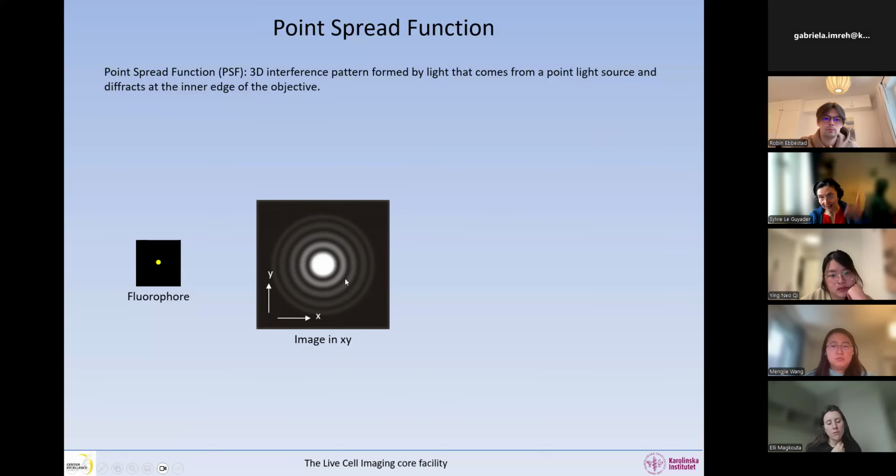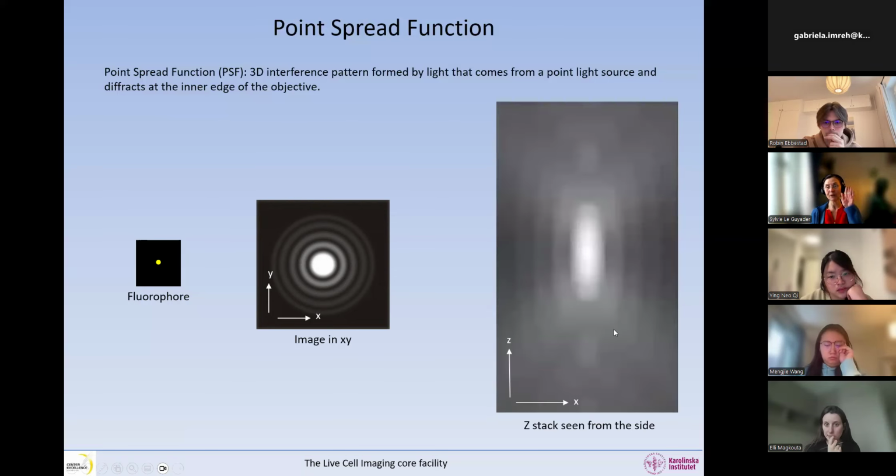And if now we do a Z stack through our fluorophore, so we add one Z dimension and we look at the image from the side, we look at the Z stack. So this is the Z dimension and this is X. This is what we're seeing. So we're seeing exactly what Jeff Lichtman described in his video. We have a bright elongated center and a lot of patterns around it. And if you look carefully, you can see that it looks like a rugby ball. So the 3D interference pattern that we are imaging is actually like a rugby ball.